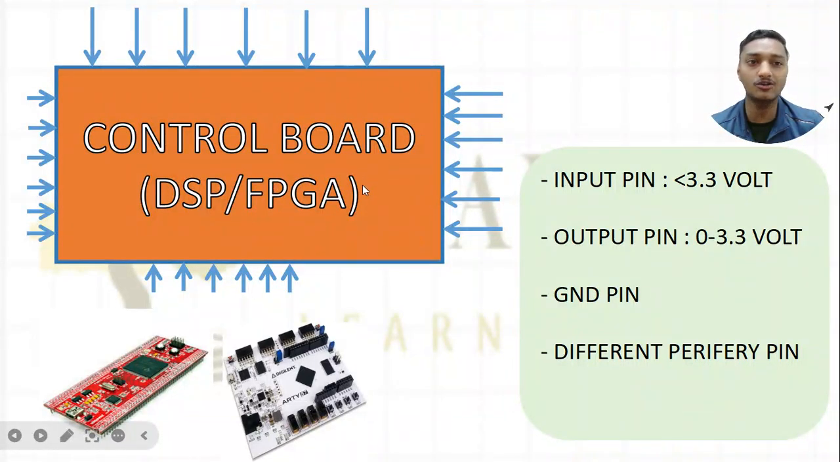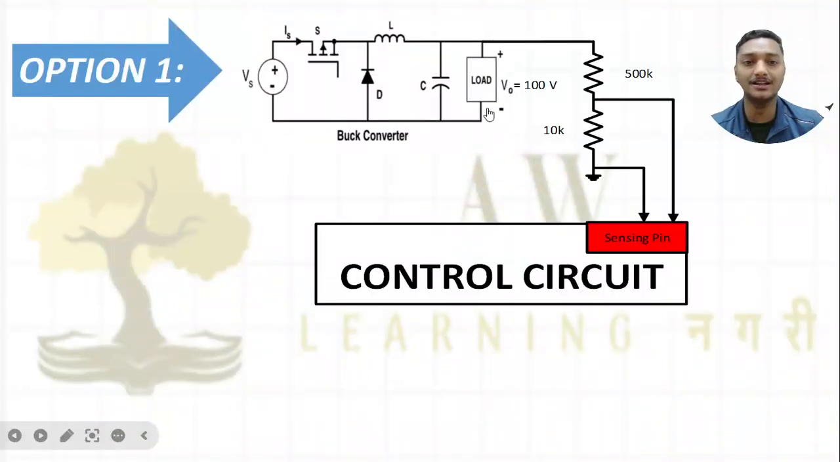Because of the control board, we need some sort of circuit which will basically divide my voltage. So you can say that option one: I need voltage between 0 to 3.3 volts, so why can't I use the voltage divider circuit? Let us say my output voltage is 100 volt and I want to give it to my control board. For that, I have my voltage divider. Let us put a very high value of resistance, suppose 500k, 10k, and this particular load is of 10 ohm, 20 ohm.